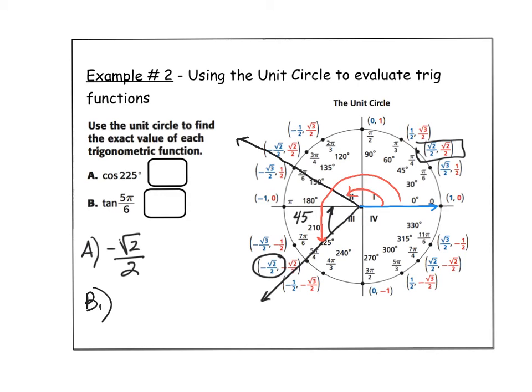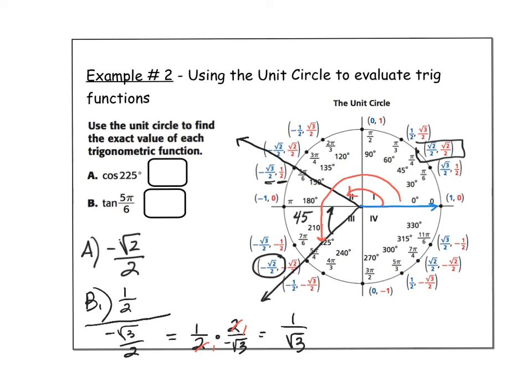Well, tangent, you know, is sine over cosine. So sine at 150 degrees, remember, is the y value, so that's 1/2, over the cosine value, which is negative square root of 3 over 2. When we divide two fractions, we just multiply by the reciprocal, so it's 1 over 2 times 2 over negative square root of 3. The 2's divide into each other, and we multiply across, and we get 1 over the square root of 3.